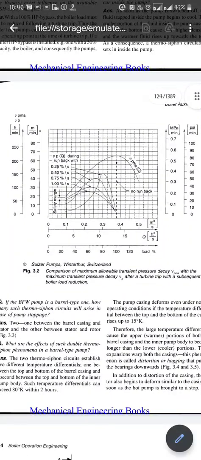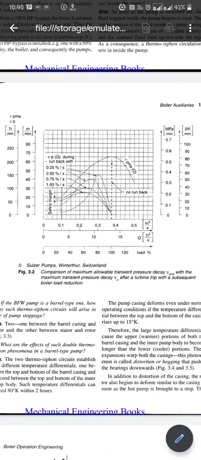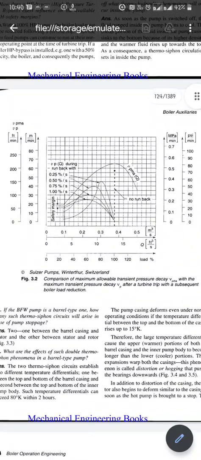So in this picture we can see the maximum transient pressure decay in the first top curve in the graph. We can see the maximum allowable transient pressure decay, and the safety margin is also visible in the graph, on the left side of the single line, 0.1 percent per second, and we can see further details in the diagram. Again, I am reading: comparison of maximum allowable transient pressure decay with the maximum transient pressure decay after a turbine trip with a subsequent boiler load reduction.